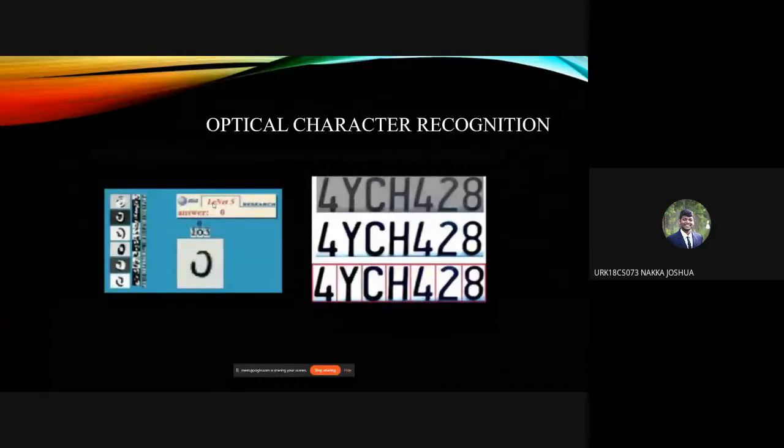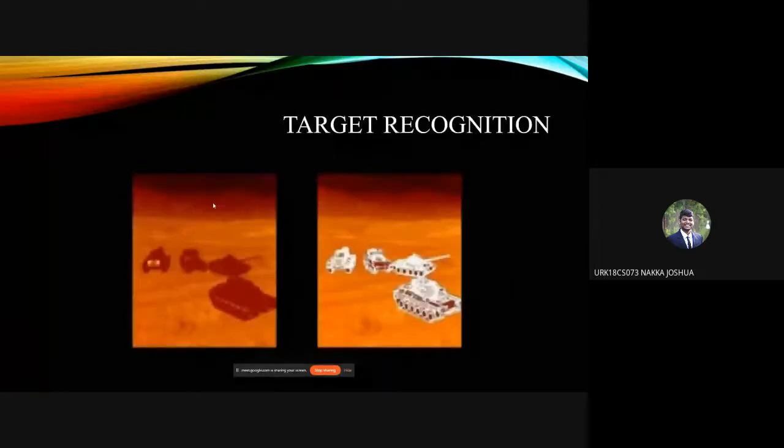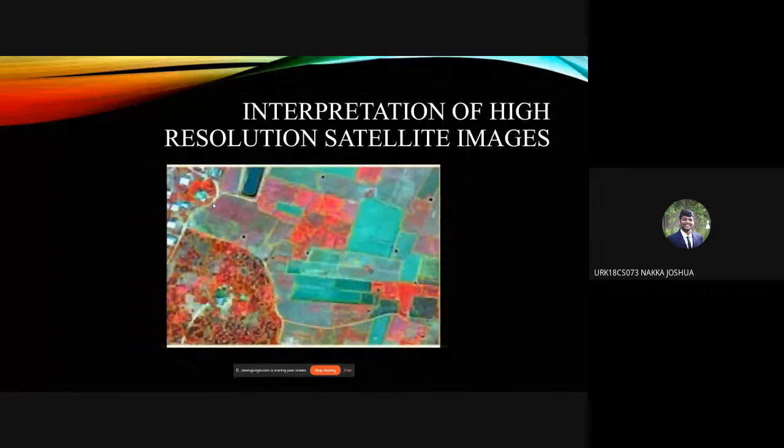We can all see this type of thing. Cameras can recognize the letters we show them, and there is login without a password using your fingerprint or face ID. In wars particularly, we use target recognition to see the tanks of the enemies. Then there is interpretation of high-resolution satellite images. This can be used for viewing satellite images for wars, or to see the population and other things.